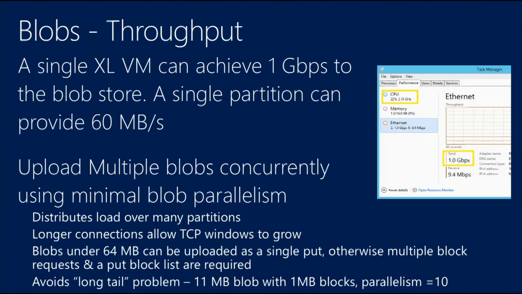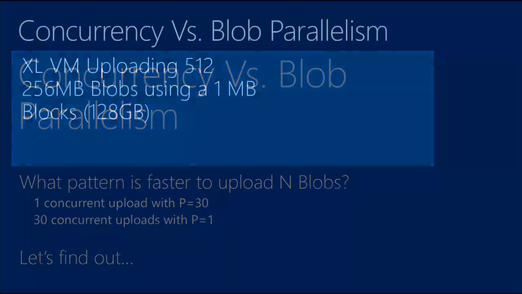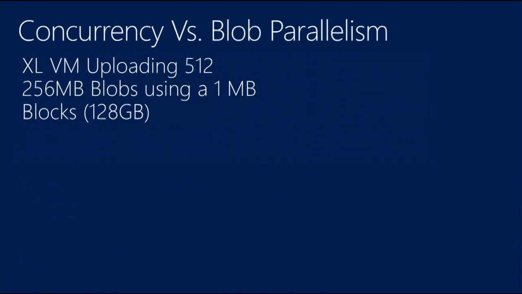Is it better to use parallelism at the blob layer or upload multiple blobs or access multiple blobs at the same time? So let's do this. We kind of already hinted at the answer here, but what pattern is faster to upload n blobs? I can do 1 concurrent upload with parallelism set to 30, or I can do 30 concurrent uploads with parallelism set to 1. Let's find out.